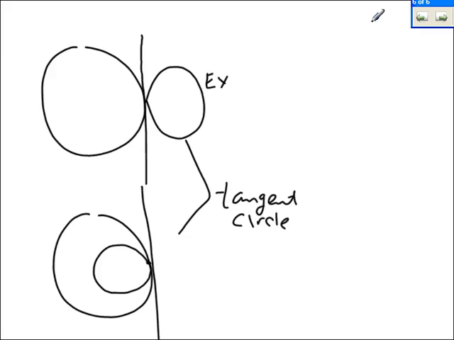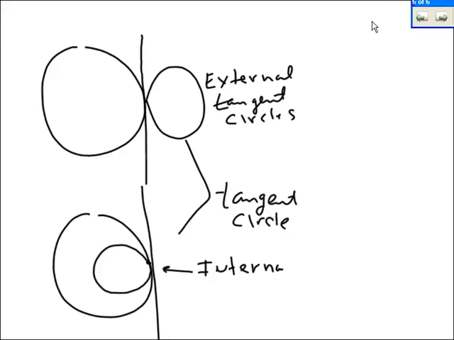These two circles are external tangent circles. You might see it more clearly down here when I call these internal. One is inside the other. One circle is inside. Internal tangent circles. These two circles are outside one another. They are called external tangent circles. They just meet at one point.